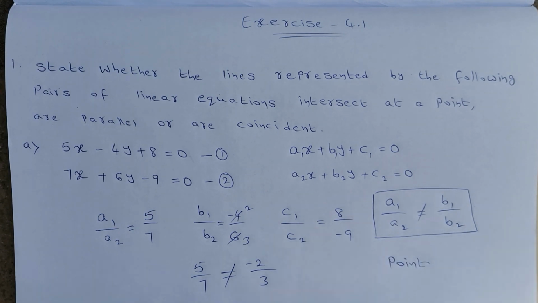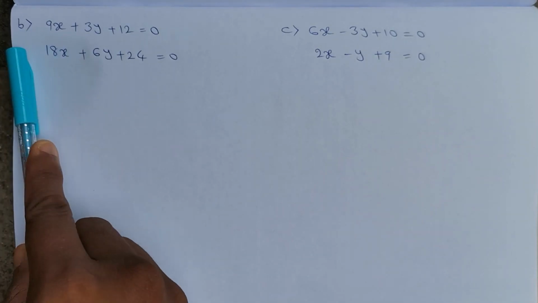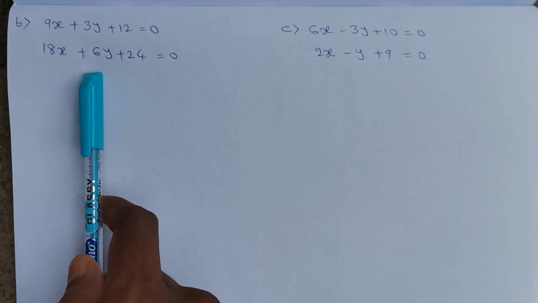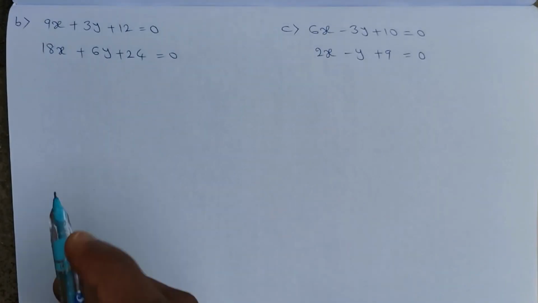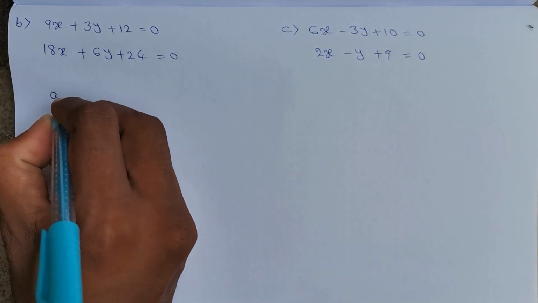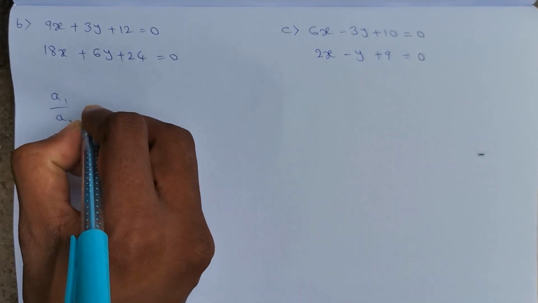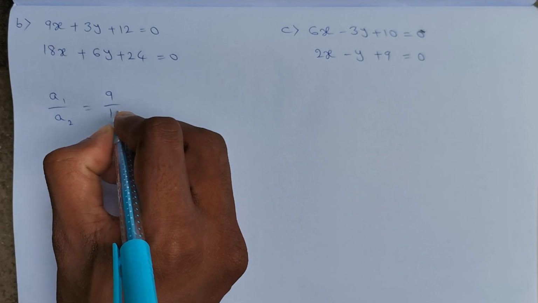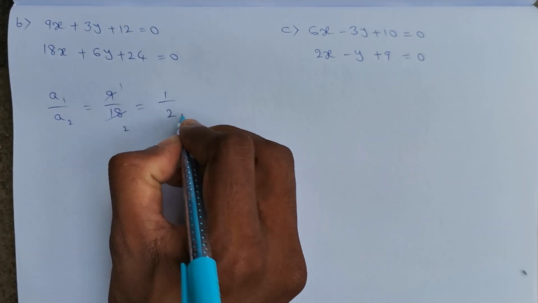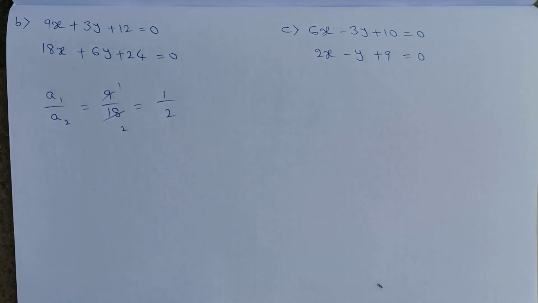Okay, let's move to the second question. Question B is 9x plus 3y plus 12 equals 0, and 18x plus 6y plus 24 equals 0. Here a1 is 9, a2 is 18. So a1 by a2 is equal to 9 by 18. That is nothing but 9 ones are 9, 9 twos are 18. So a1 by a2 is equal to 1 by 2.